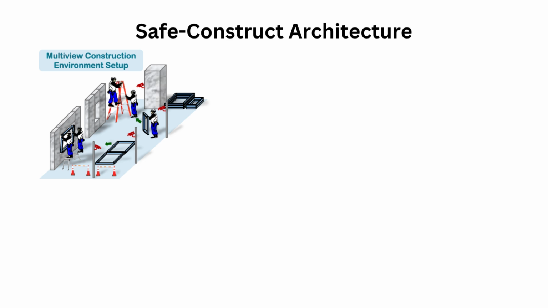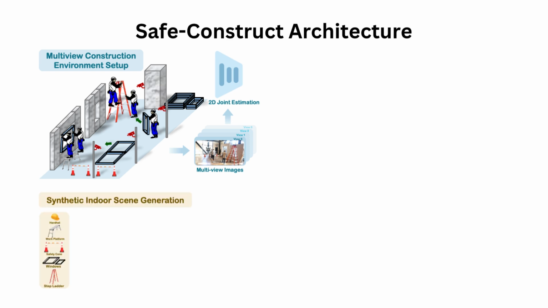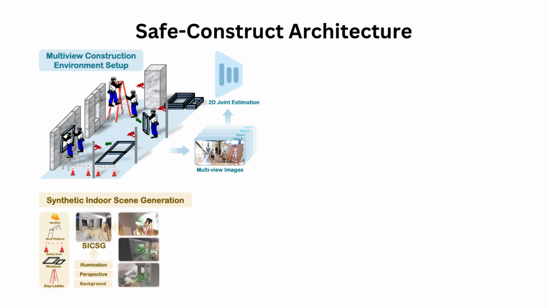First, 3 to 4 cameras are placed around the construction zone, angled towards the scene center. These cameras capture multi-view images. The model processes these images using a 2D pose estimation backbone to extract joint positions in the standard COCO format. Simultaneously, a 2D object detection backbone identifies tools and site elements.